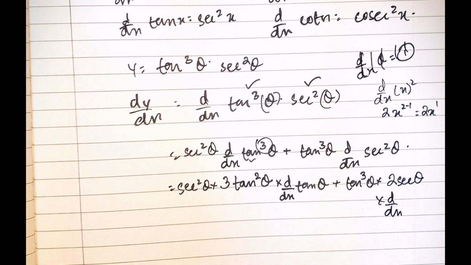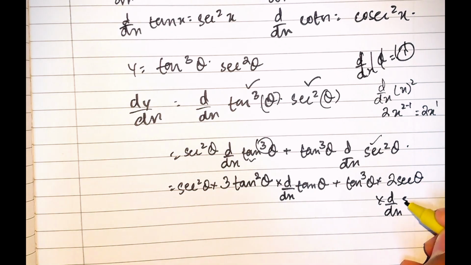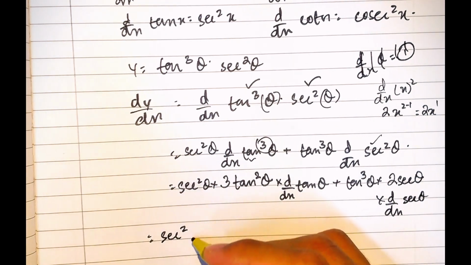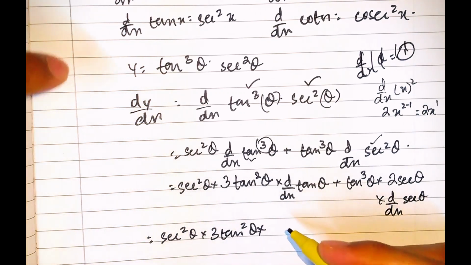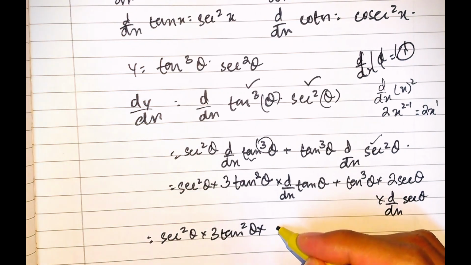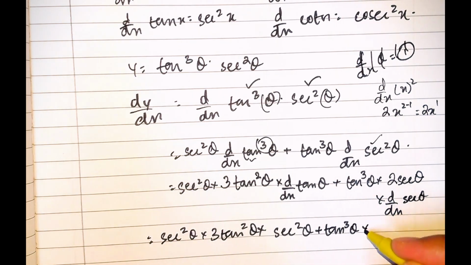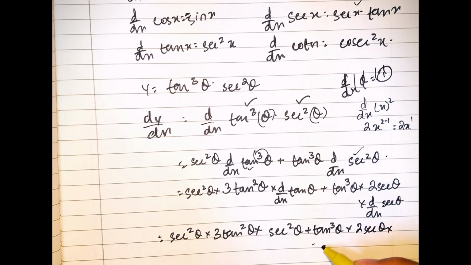Now what is the angle? The angle is anything which is present under the power. What is present under the power? Secant theta. So the derivative of secant theta. Okay, so I hope that makes sense. Secant square theta multiplied by 3 tangent square theta multiplied by the derivative of tangent theta. Now, what is the derivative of tangent theta? It is secant square theta, plus tangent cube theta multiplied by 2 secant theta. And what is the derivative of secant theta? It is secant theta dot tangent theta. So secant theta dot tangent theta.